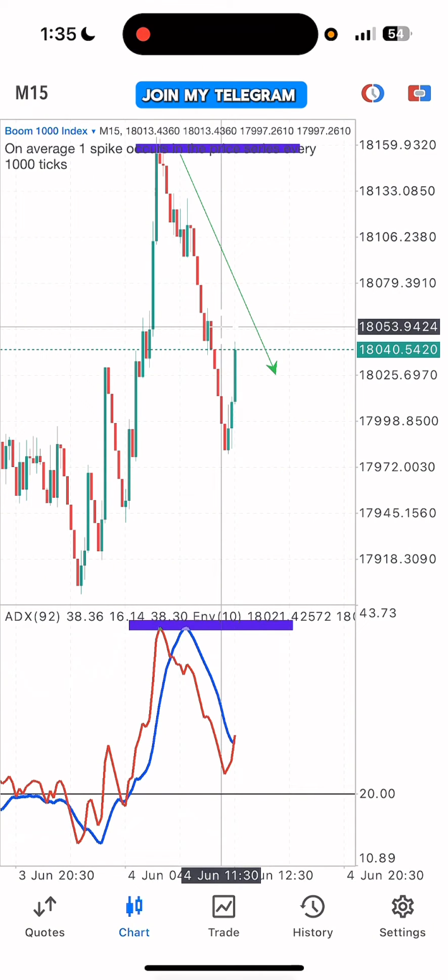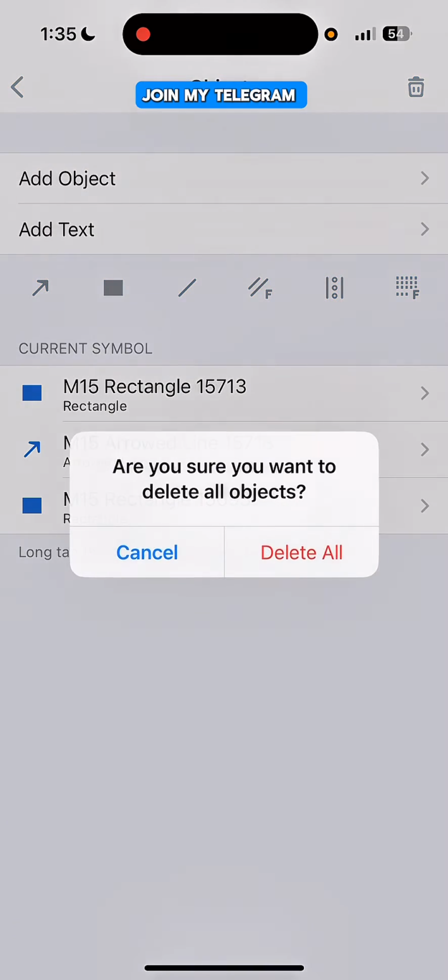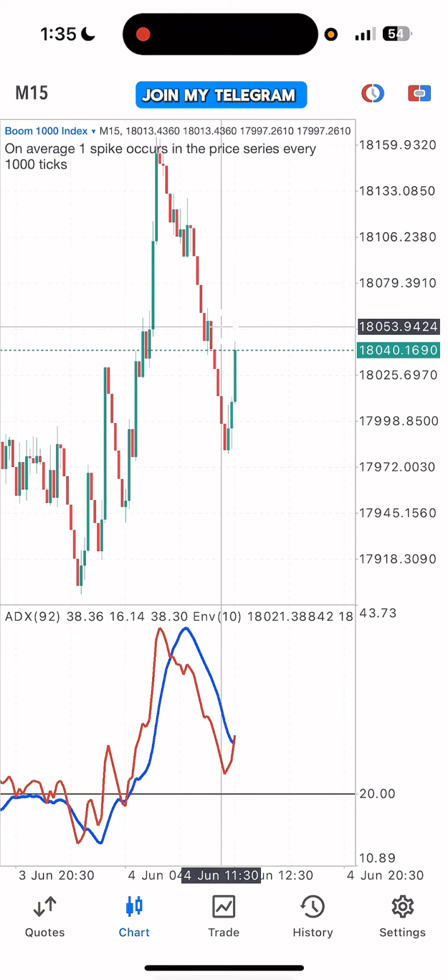And you want to make sure that you apply good and proper risk management, okay? So this is a 95% accuracy strategy, all right? Now, how do you use this strategy to catch spike?